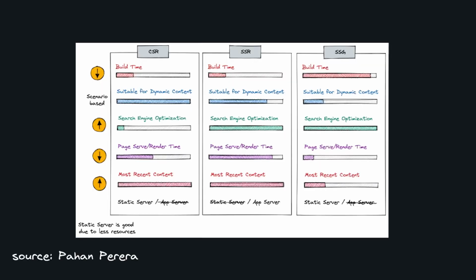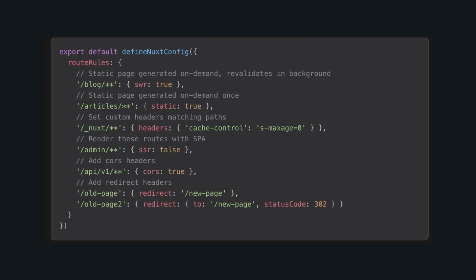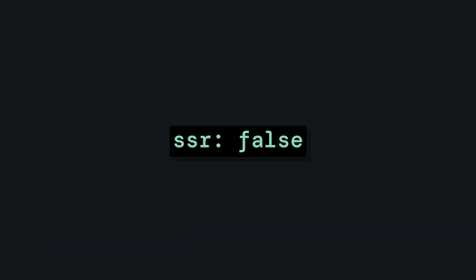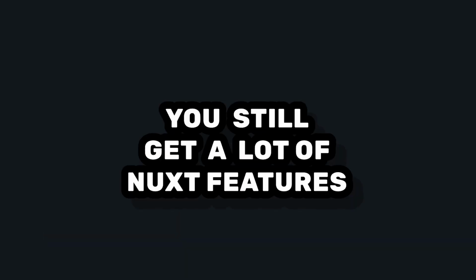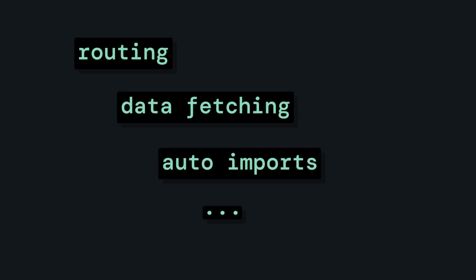Second is its flexibility. A lot of people assume Nuxt is only for SSR or SSG, but we can actually change the rendering mode inside of our Nuxt config to create different types of apps. So even if you're creating a client-side rendered single-page app, this means that you have access to a lot of Nuxt features, like routing, data fetching, auto-imports, and more.